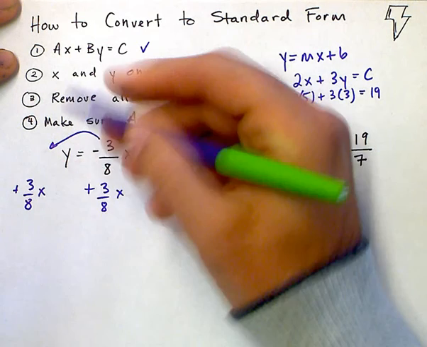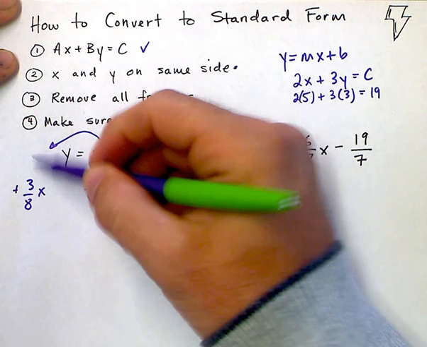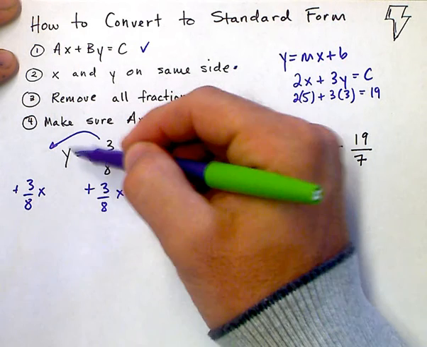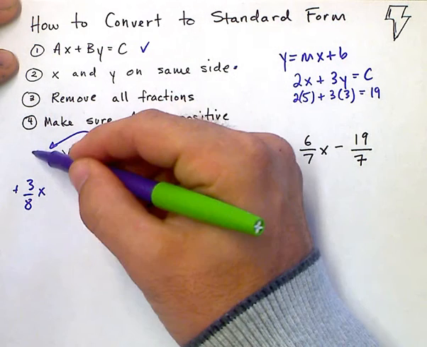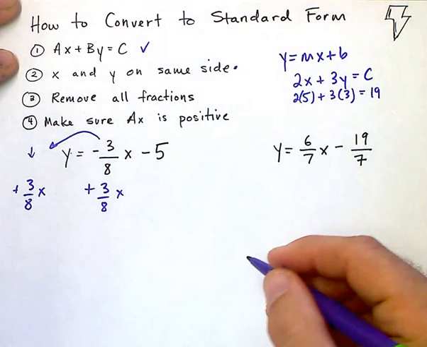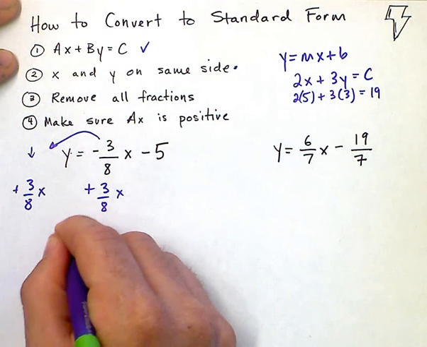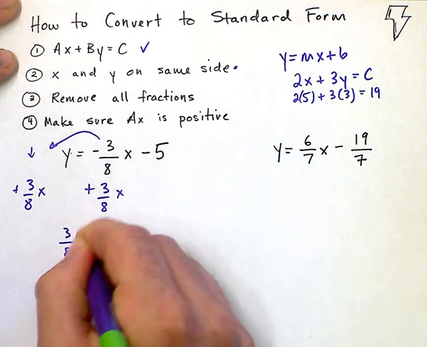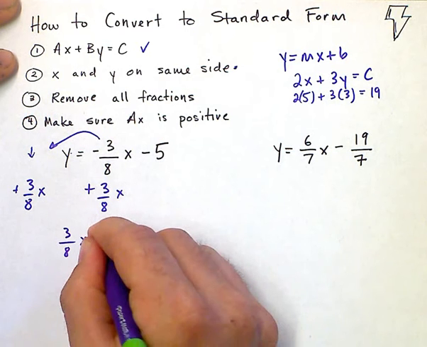Now the reason I'm putting it over here and not underneath the y is because y and x are not like terms, and I want it to fit on this side. Now you get 3/8 x plus y is equal to -5.